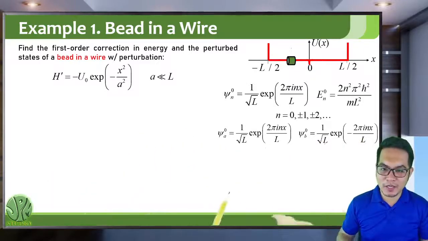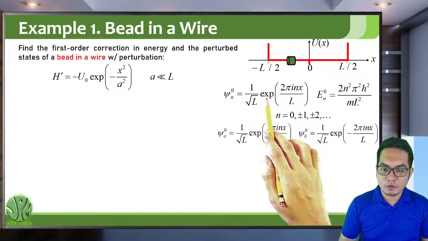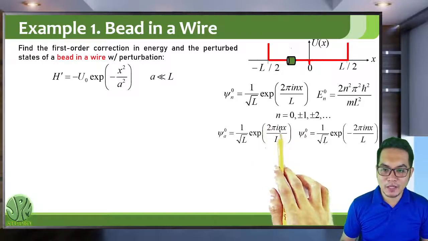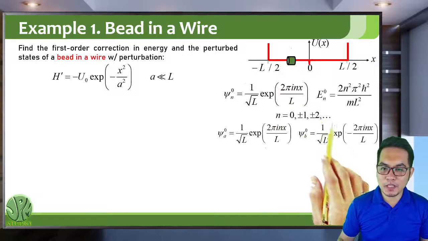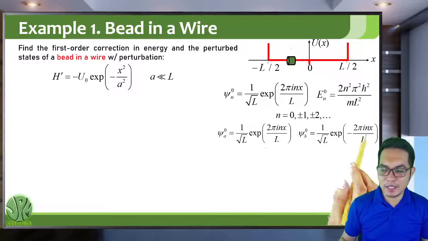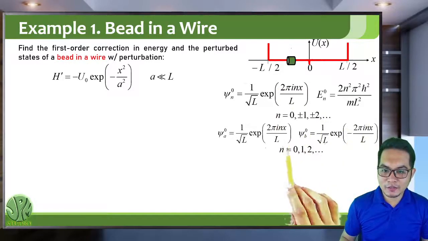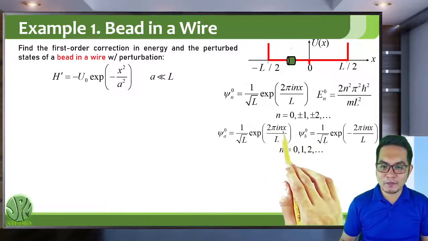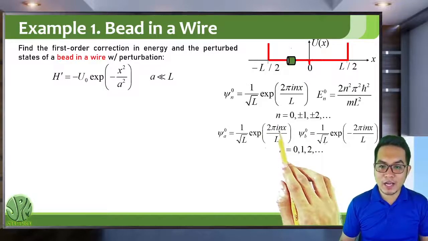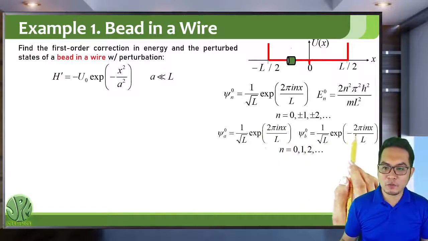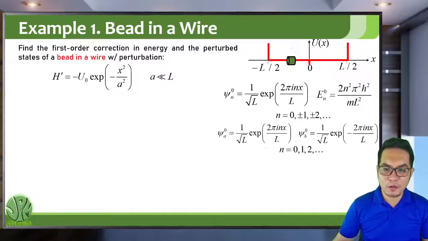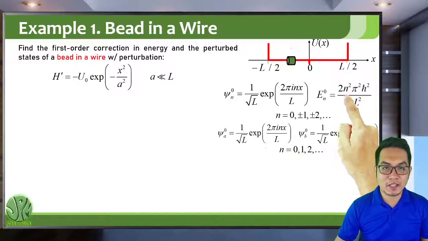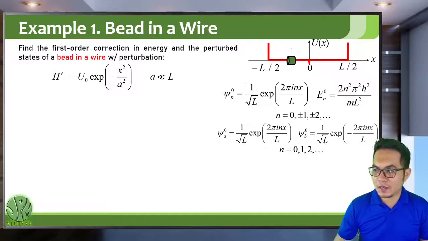So we can actually convert this into two states, psi A, which is positive n, and psi B, which is negative n. So in our case here, n is already a positive number, but here you have positive n, e to the positive 2 pi i n x over L, and e to the negative 2 pi i n x over L. So we now have two states. These two states have the same energy. So this is a twofold degenerate problem.